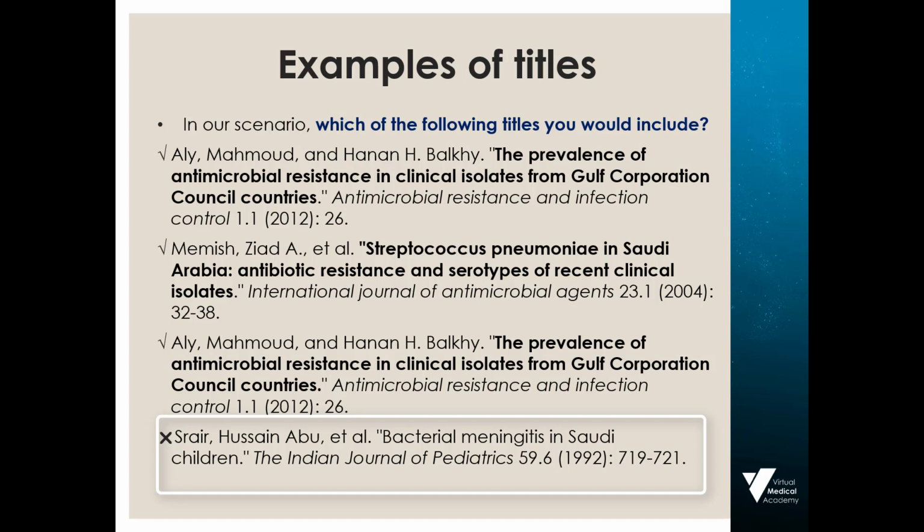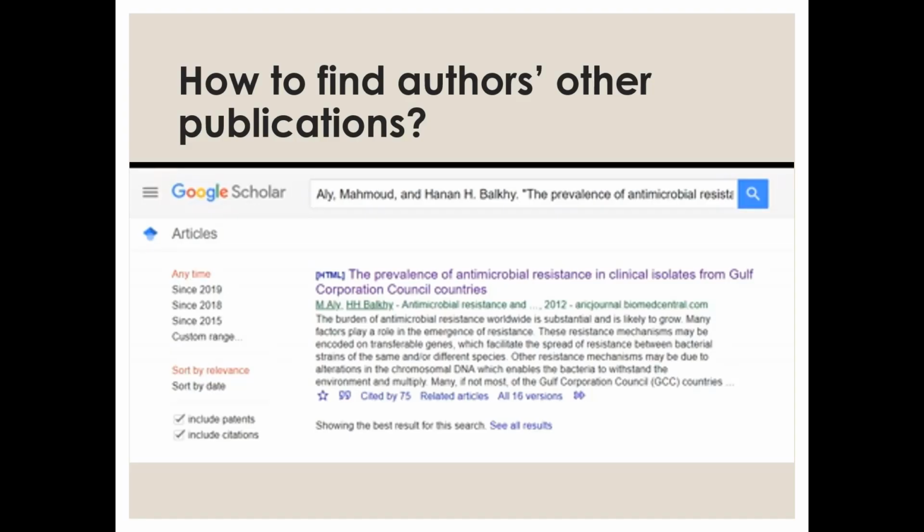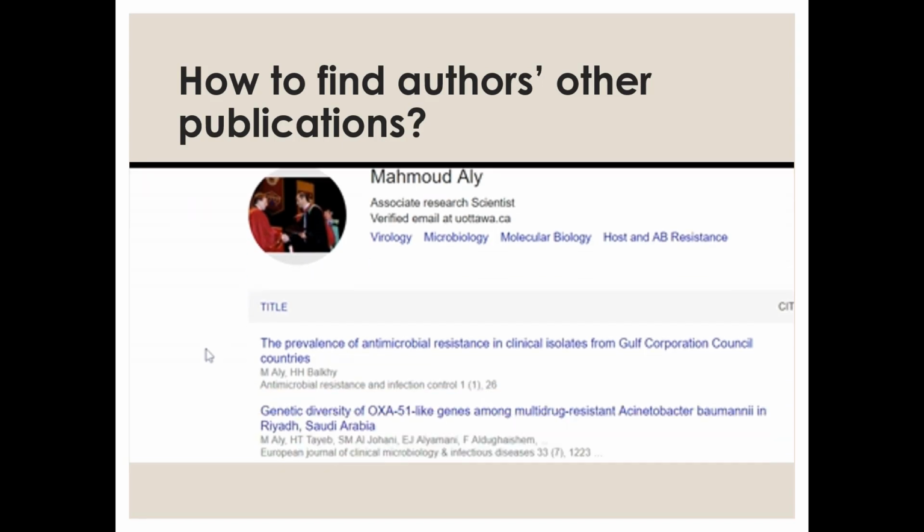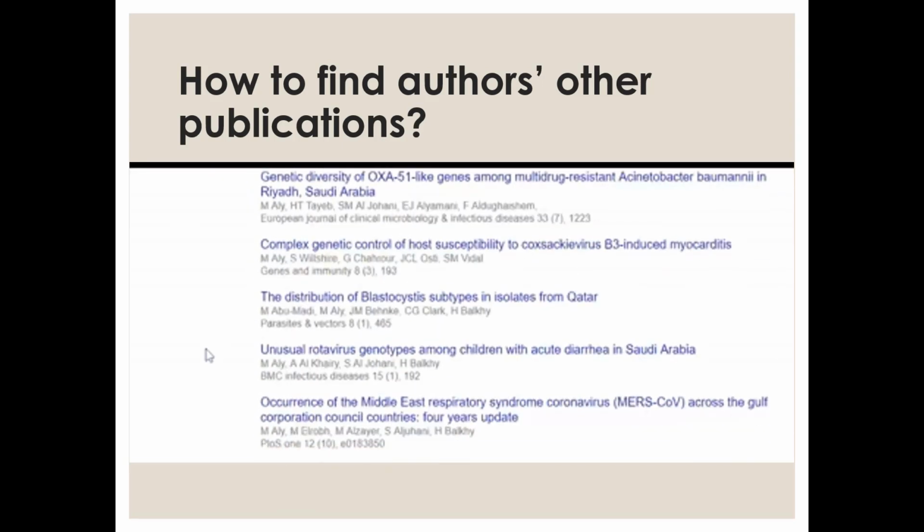Is it a primary source? Is it an original research, or is it a review? It's not clear from the title as it is. How to find authors and other publications, we can see in this video. For example, I took the example of Google Scholar, one of the titles that we have found. Now you can see the authors, and if you click on them, you can find all the other publications done by these authors.